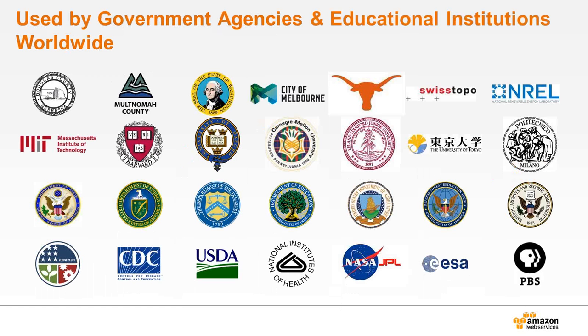AWS has a lot of customers. We have more than 800 government agencies and 3,000 education institutions leveraging our services. These customers range from NASA Jet Propulsion Laboratory to the city of Melbourne in Australia, among others. We'll be highlighting some of these interesting use cases from our partners and public sector customers later in the presentation.